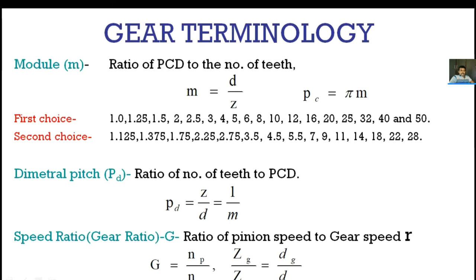Then another type of pitch. There are three varieties of pitch: circular pitch, module pitch, and diametral pitch. Diametral pitch is defined as the ratio of the number of teeth on the gear to the pitch circle diameter. It is just the inverse of the module. Module M is equal to D by Z, so diametral pitch PD is equal to Z by D. Simply, you can express it as the reciprocal of the module.